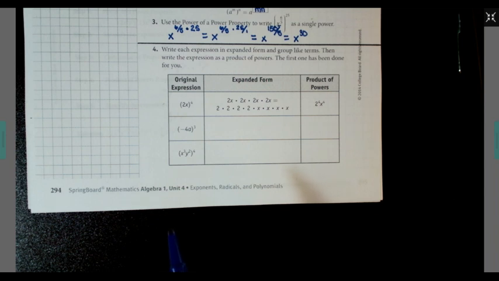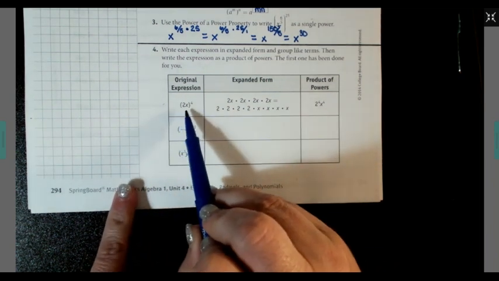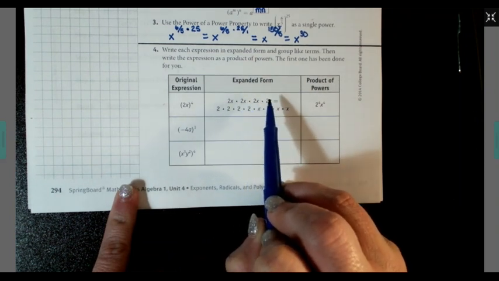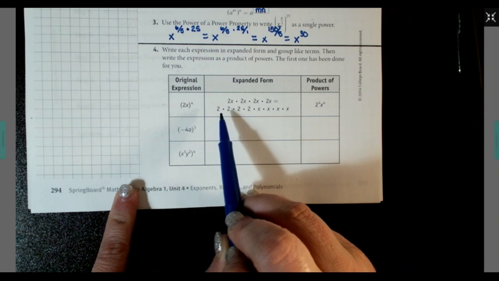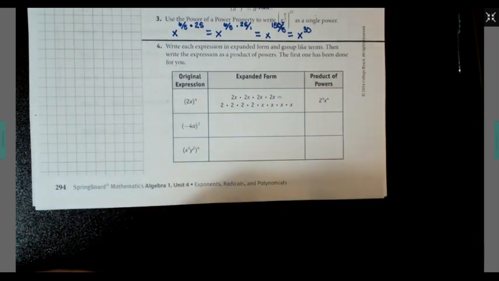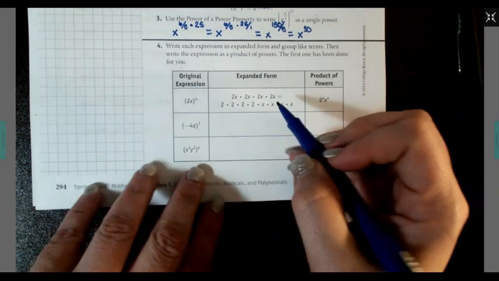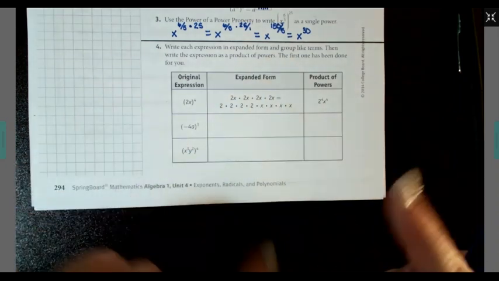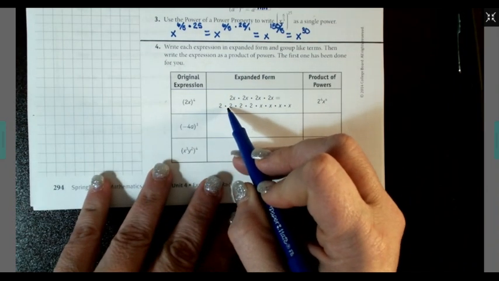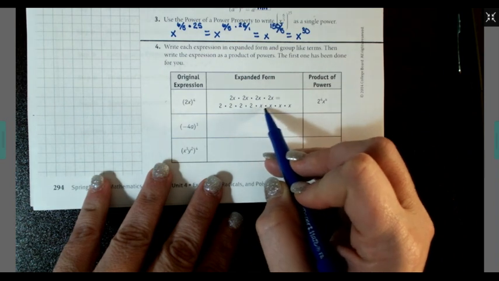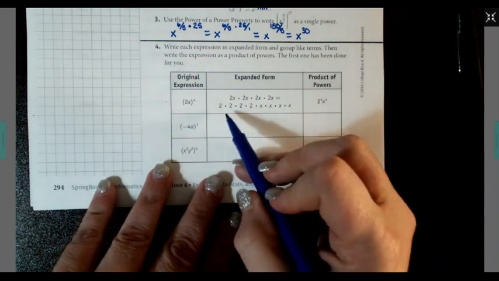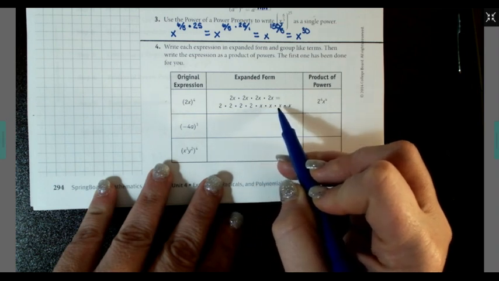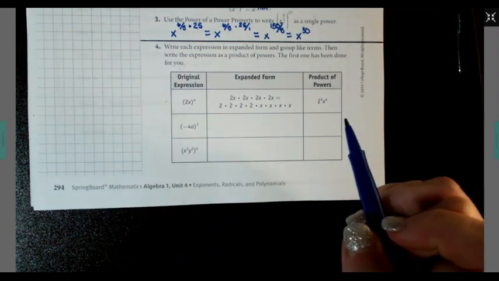The first one's been done for us. It says (2x) to the fourth power. So they did 2x times 2x times 2x times 2x. Now remember, after you've expanded it, group your like terms. Well, I can still break this apart because 2x means 2 times x. So we got 2, 2, 2, 2, x, x, x, x. So that's 1, 2, 3, 4 twos, and 1, 2, 3, 4 x's.